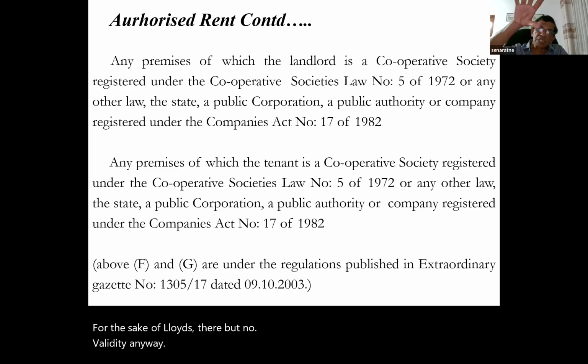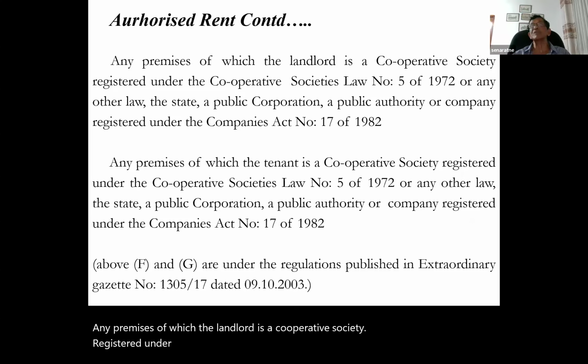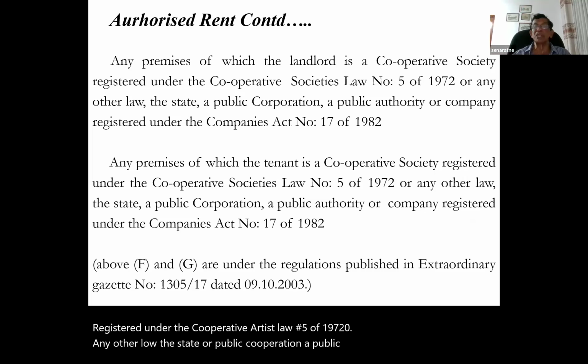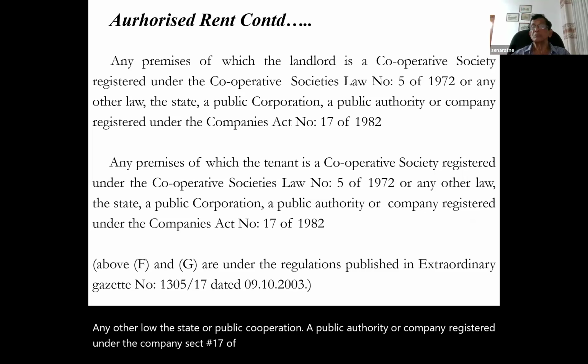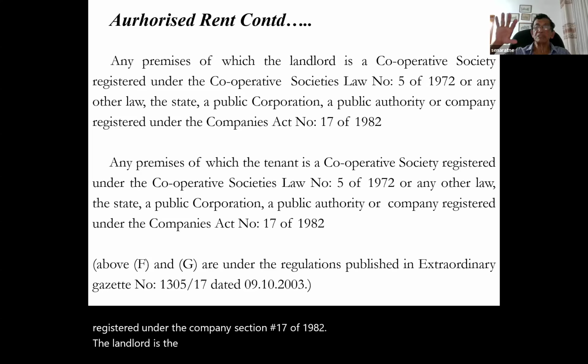other than the commercial premises and the residential premises which are exempted, this is very important: any premises of which the landlord is a cooperative society registered under the Cooperative Societies Law number 5 of 1972 or any other law, the state, a public corporation, a public authority or company registered under the Companies Act number 17 of 1982. If the landlord is the cooperative society or any company, corporation, state or even authorities.